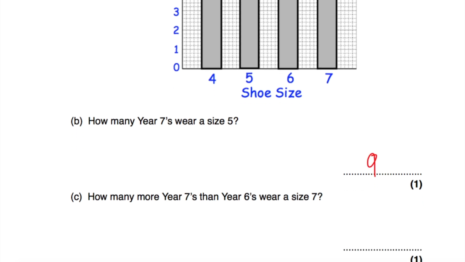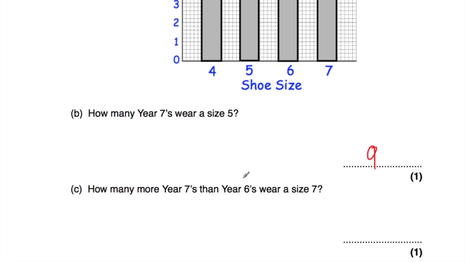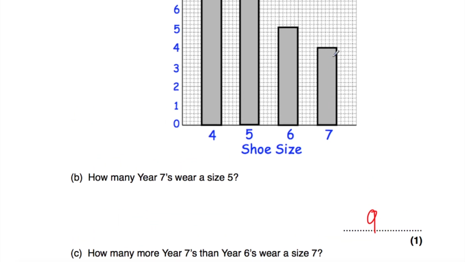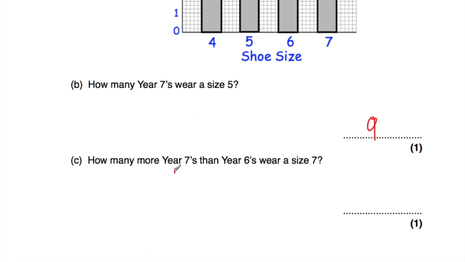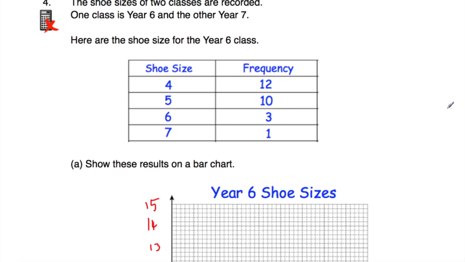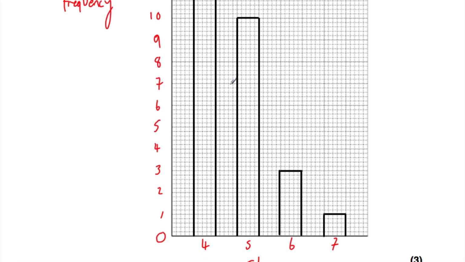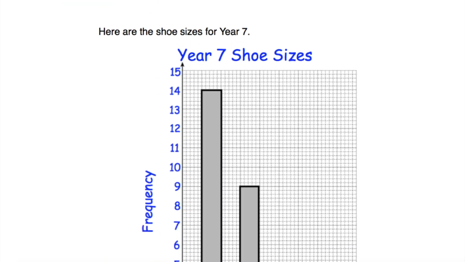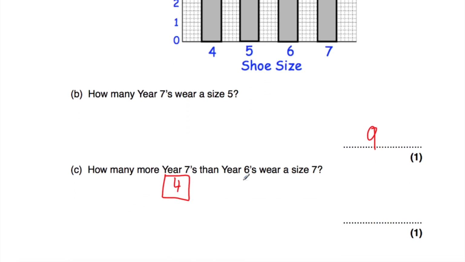And then part C says, how many more year 7s than year 6s wear size 7? So if we go to size 7, in terms of year 7, 4 year 7s wear size 7. So that's 4 for year 7. And then in terms of year 6, we're looking at size 7, you can see from the frequency table or from the bar chart, it's 1. So it's 1 year 6 wears a size 7. It's a bit confusing.